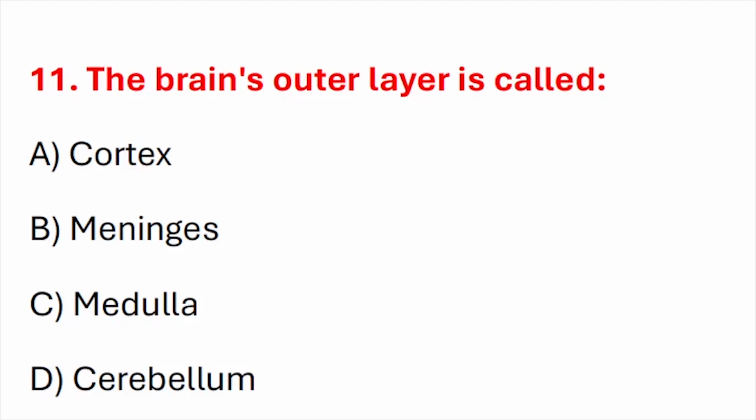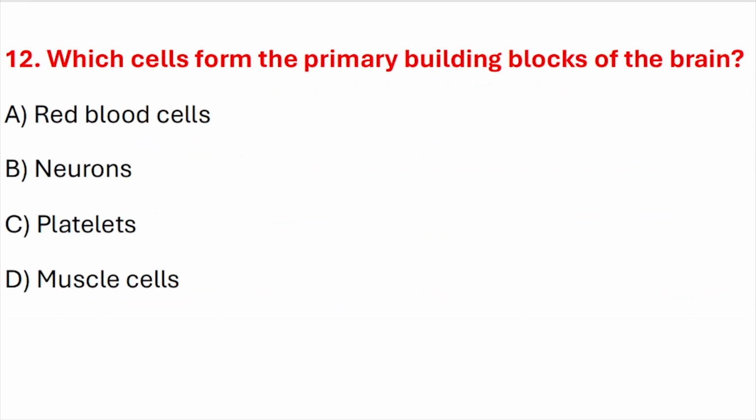Question number 11. The brain's outer layer is called? Correct answer is option A, cortex. Question number 12. Which cells form the primary building blocks of the brain? Correct answer is option B, neurons.